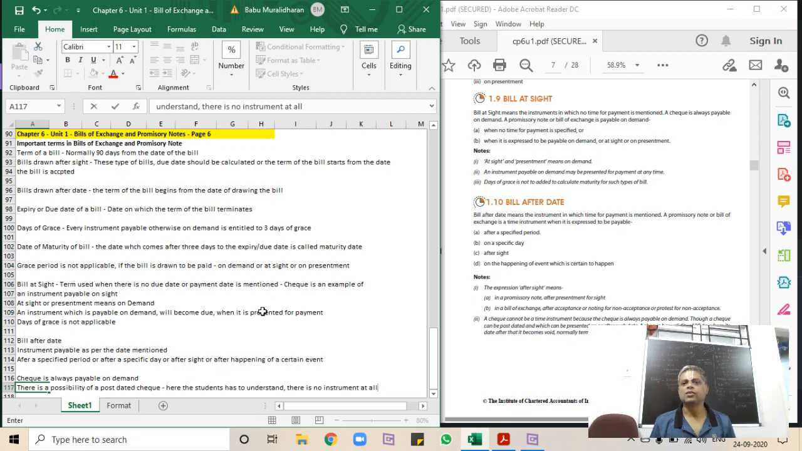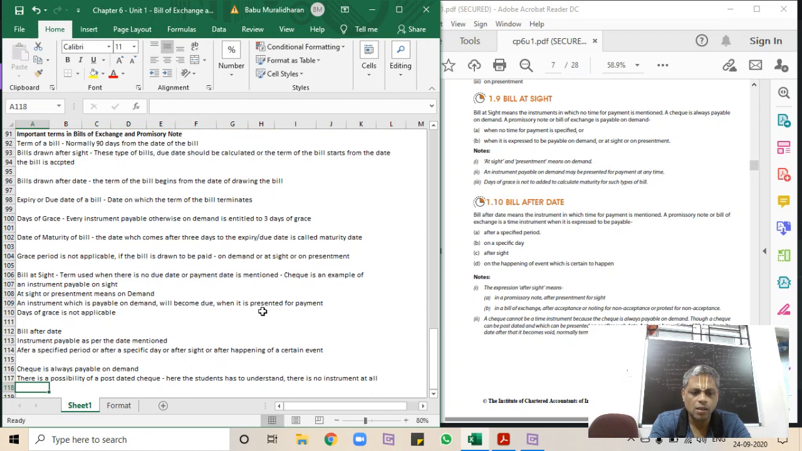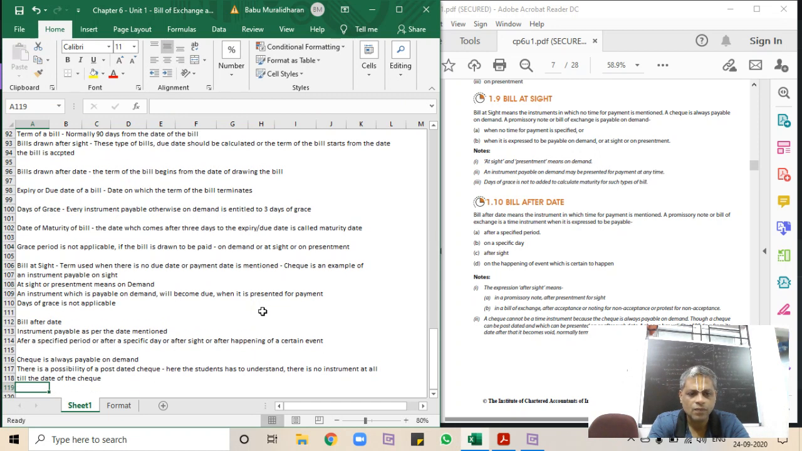What will happen if there is no date on the check? It means I can fill in any date, and the check becomes an instrument payable on demand from the date mentioned on the right hand top corner of the check, right? No instrument at all till the date of the check. The check becomes a demand instrument from the date mentioned on the top of the check, right?